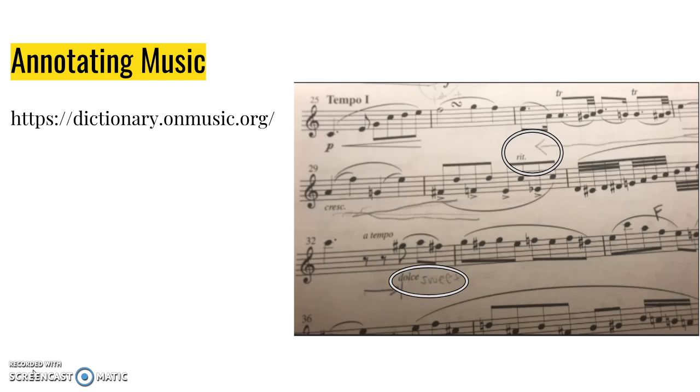Annotation could include words or symbols written in. For example, a ritardando could be visually shown with an arrow to represent slowing down. Also, writing in a definition such as sweet for dolce could represent how the performer feels when they play that music.